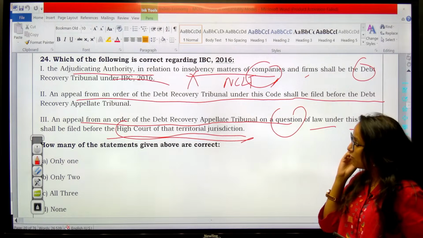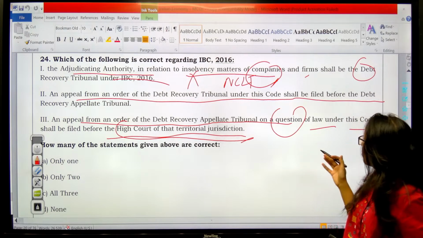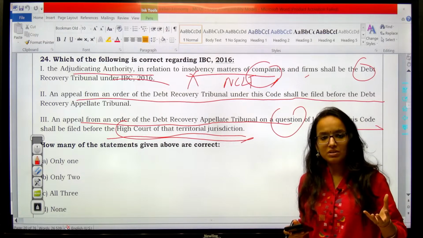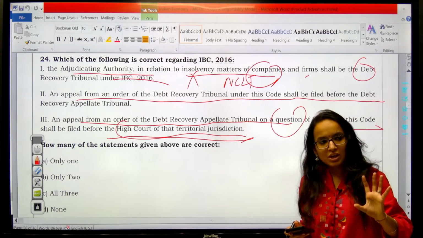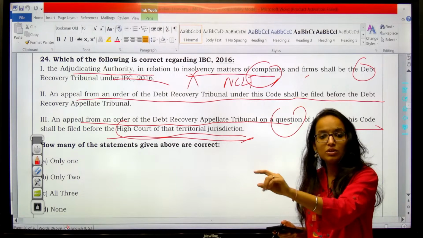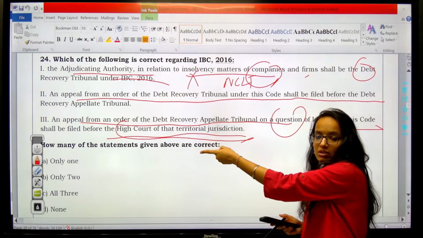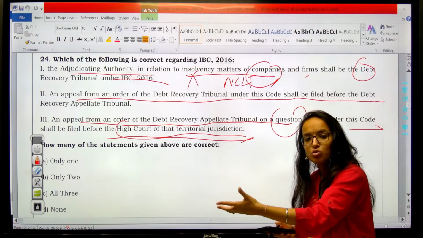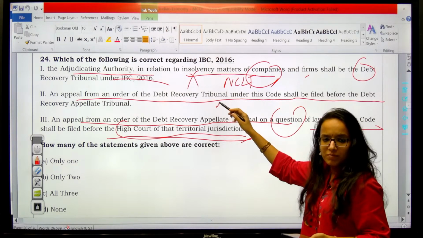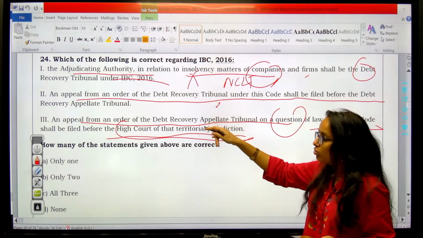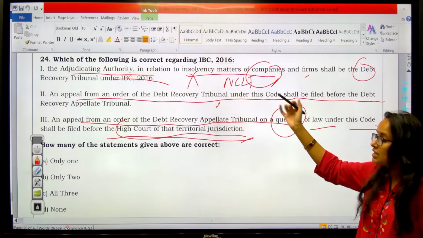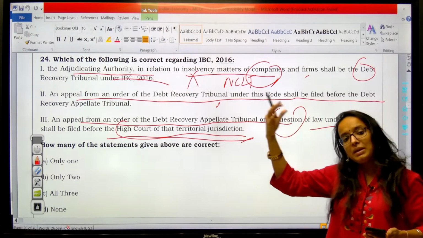Second, an appeal from an order of the DRT under this code shall be filed before Debt Recovery Appellate Tribunal. Yes. You know what are appellate tribunals? First of all, what are tribunals? These are quasi-judicial bodies, right? And appellate tribunal is where you can go against the order of debt recovery tribunal. You can go with an appeal to relook at the judgment or the decision. So yes, if you have any problem with the judgment given by DRT, you can go to Debt Recovery Appellate Tribunal. Similarly, in case of NCLT, companies can go to National Company Appellate Tribunal.